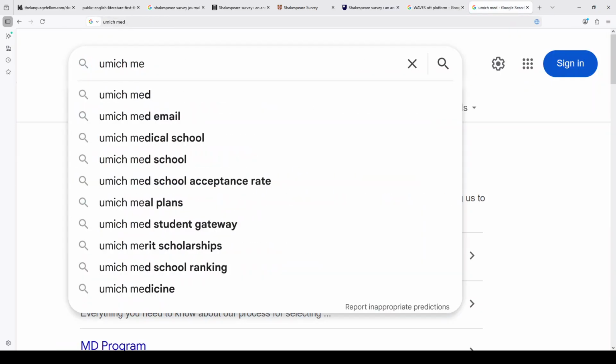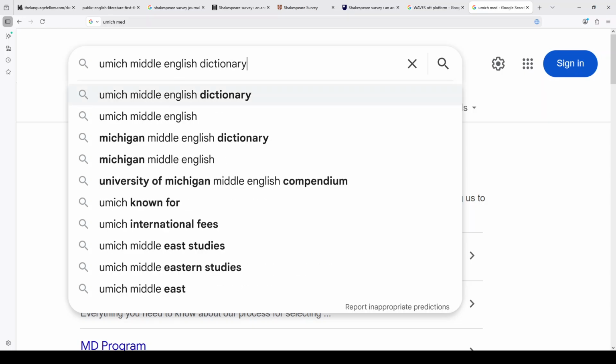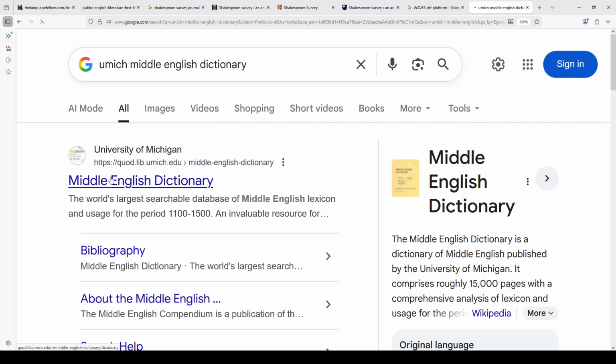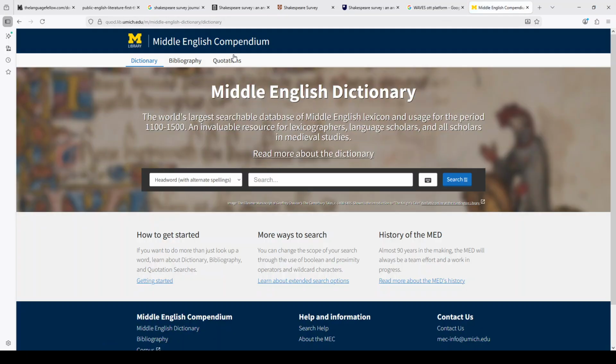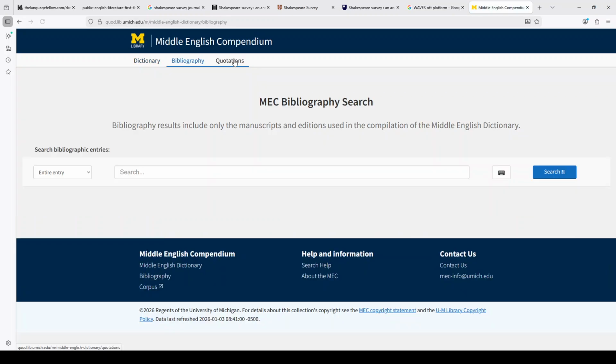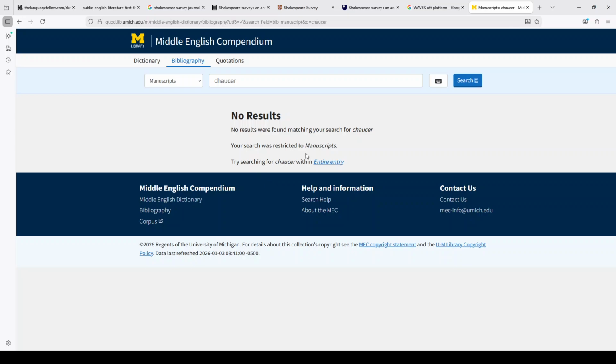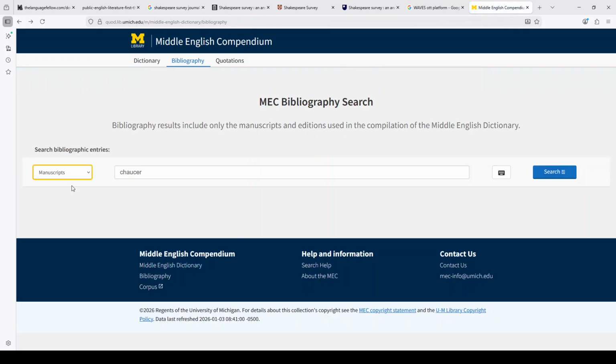No, UMich Middle English Dictionary. So that is a database that you can use. Again, is it a database? Is it bibliography, quotations? That's what you want to look for. I don't know. I'm just giving you an idea. Entire entry, author title, external references. I don't know what those abbreviations mean. Manuscripts. Let's search for this. Okay, I found nothing. Entire entry.